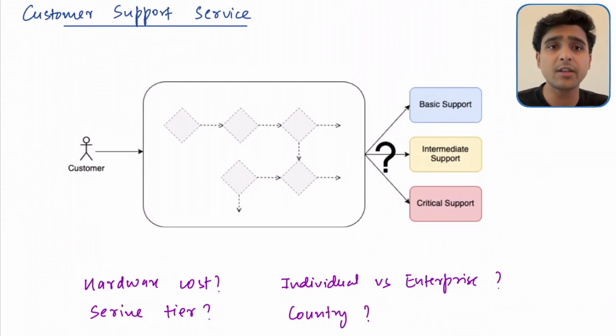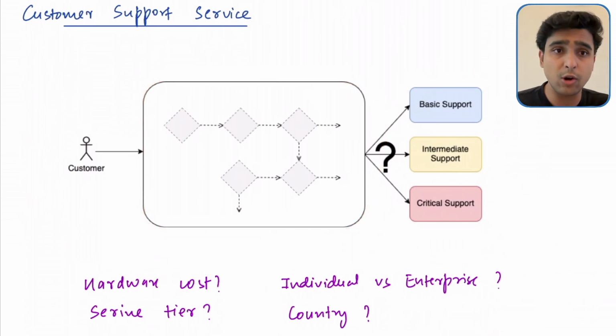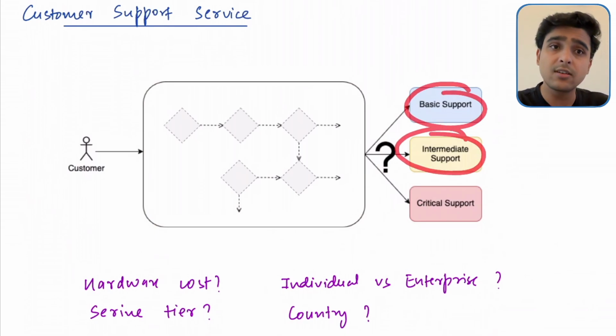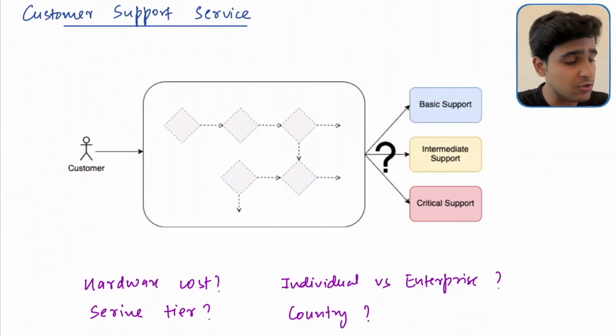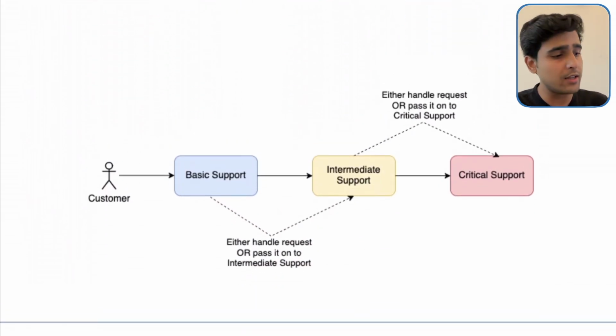So what is the alternate solution? The alternate solution could be that instead of the logic of deciding the support service residing in a single object or single function, you can divide each support into its own separate object, and each support will handle the request on its own. So now let's look at this.